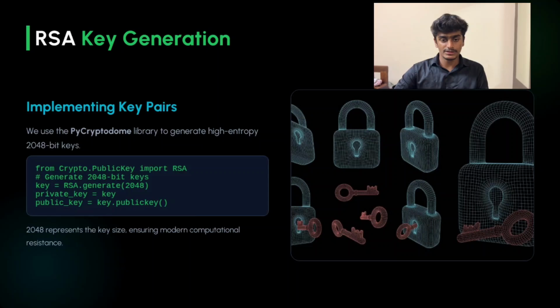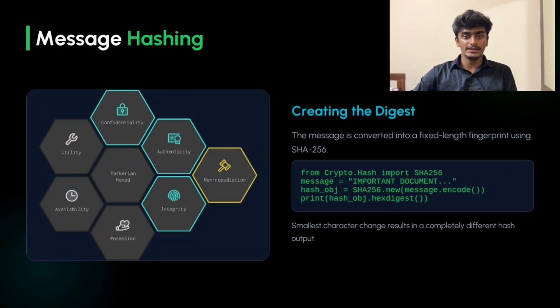Now that we have the keys, we move on to hashing the message. Before we sign the message, we first convert it into a hash using the SHA-256 algorithm. Hashing is important because instead of signing the entire message, we sign a fixed length representation of it. In our code, we use SHA-256, which produces a 256-bit hash value. This hash acts like a digital fingerprint of the message.